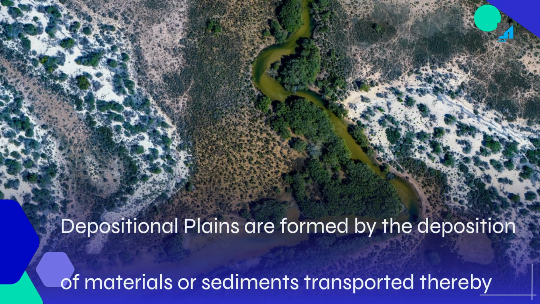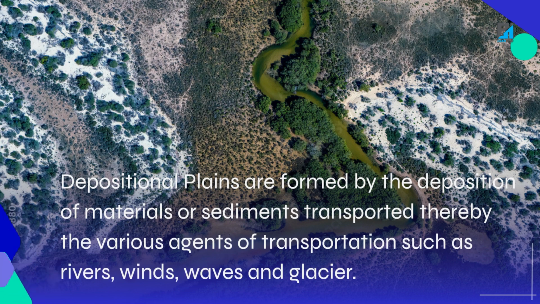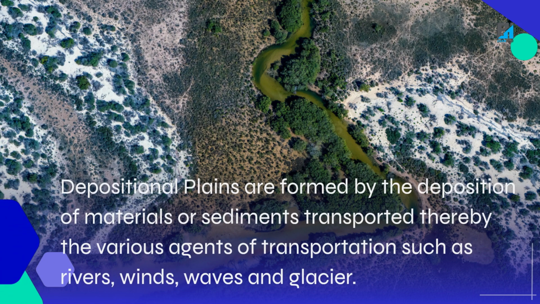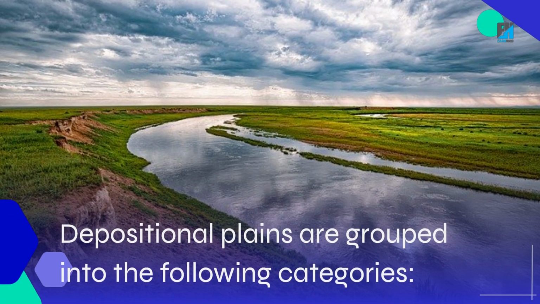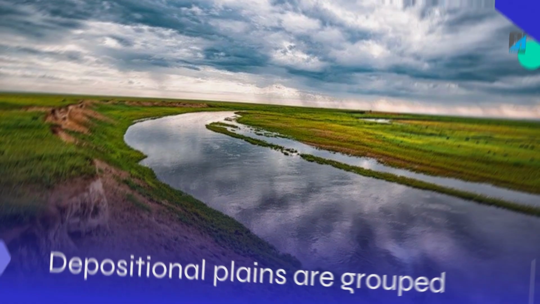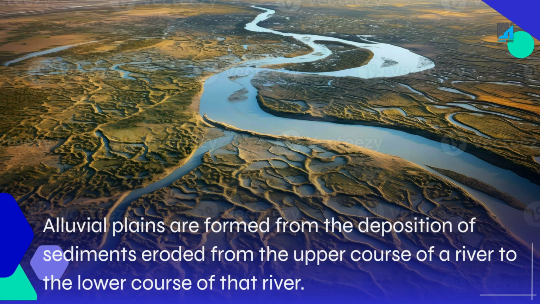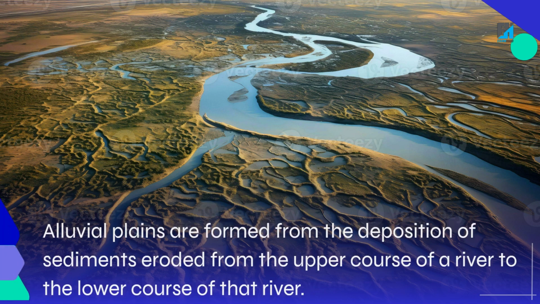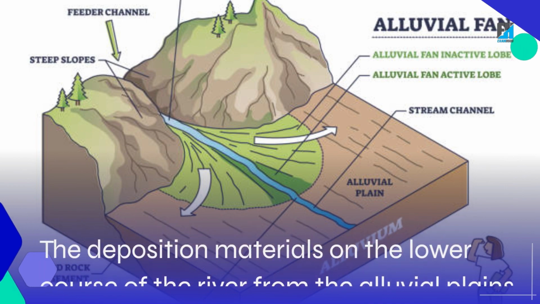Depositional plains are formed by the deposition of materials or sediments transported there by the various agents of transportation such as rivers, winds, waves and glaciers. Depositional plains are grouped into the following categories. Alluvial plains are formed from the deposition of sediments eroded from the upper course of a river to the lower course of that river. The deposited materials on the lower course of the river form the alluvial plains.